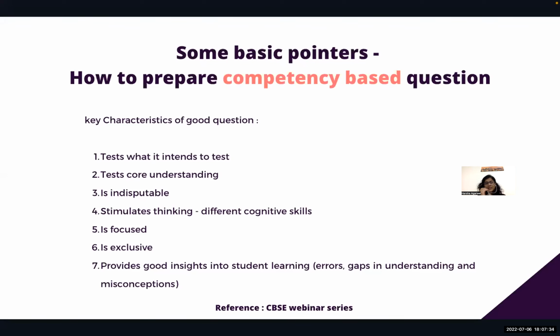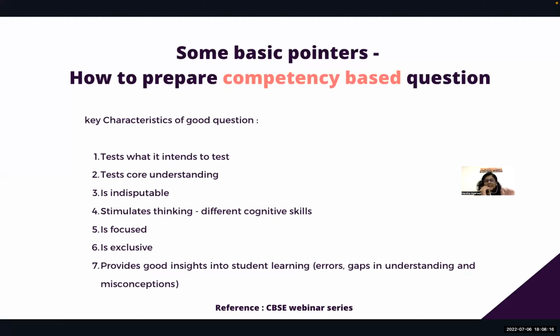So the first one is: test what it intends to test. Every question should have a focus, or a focal point. If I am providing this question to my student, this question should particularly test the student's knowledge in this area, or let's say the area of stomata, or reproduction, or atom and ion, or this or that. So it should test what it intends to test. If you're giving a question with a certain intention at the back of your mind, make sure you formulate the question in the right manner so that it caters to the student in the right way, and tests what it is actually made for testing. That is point one.